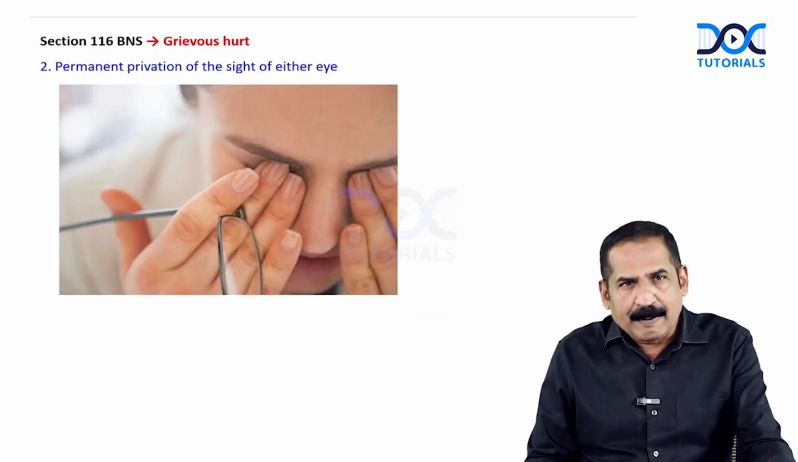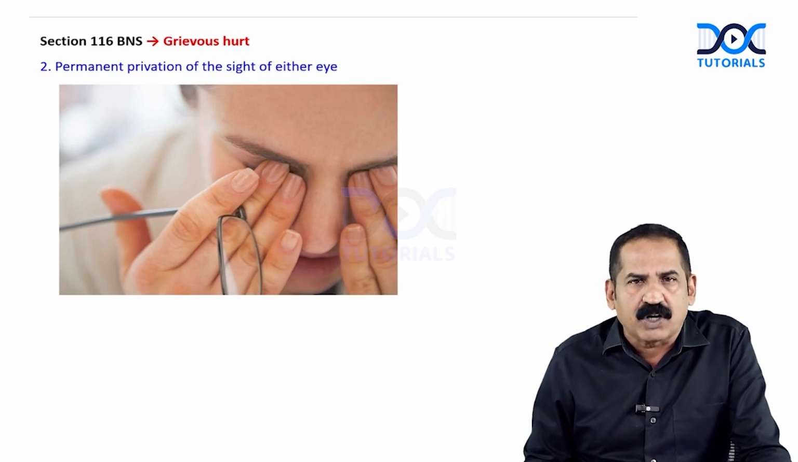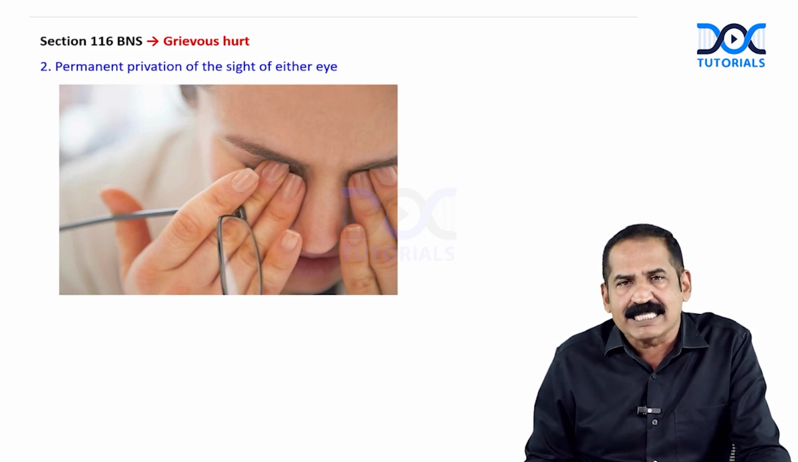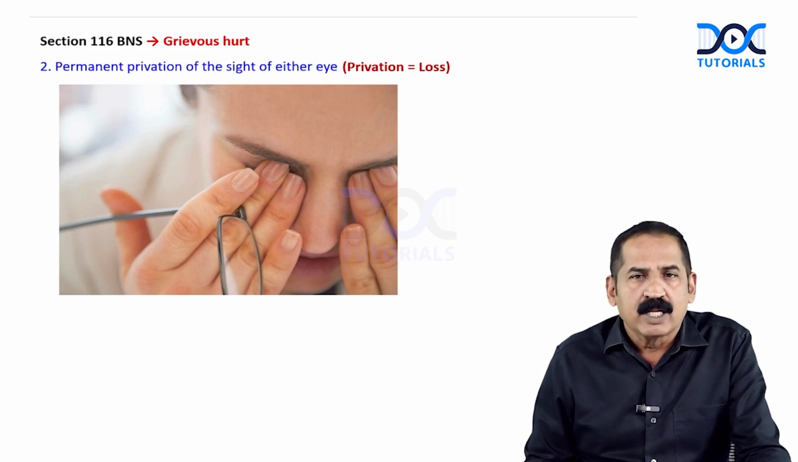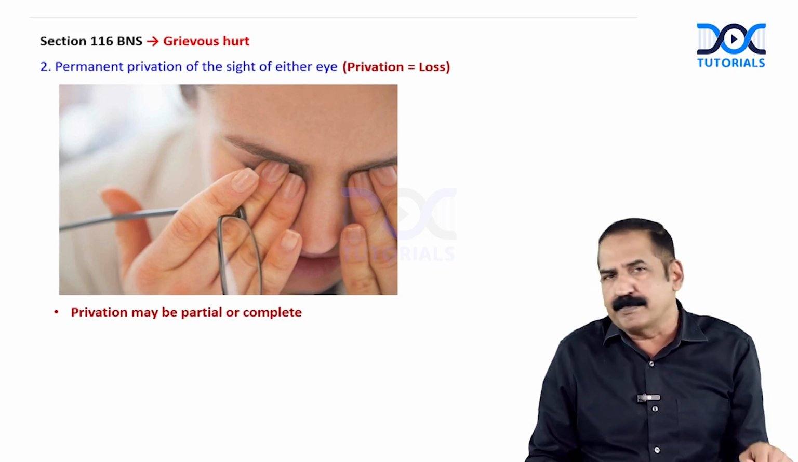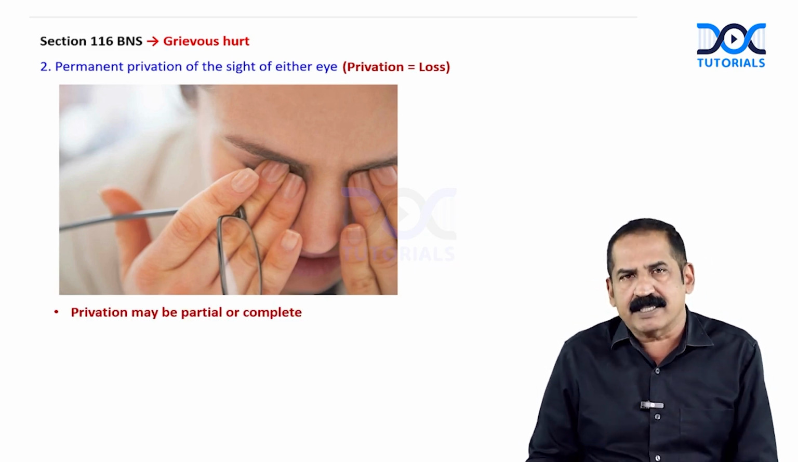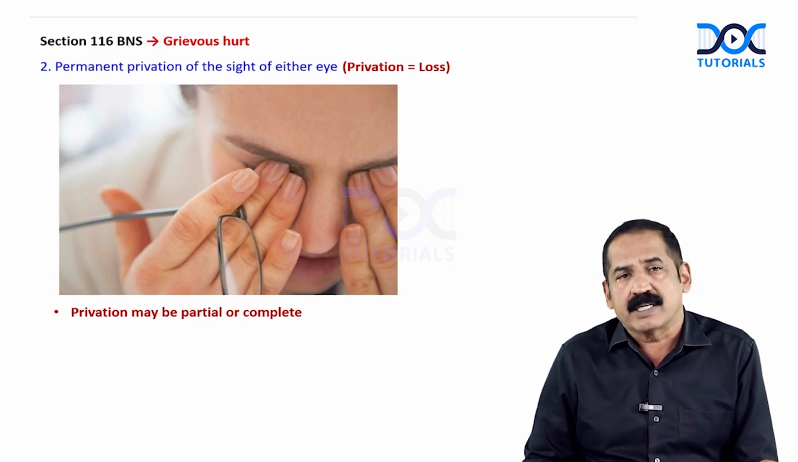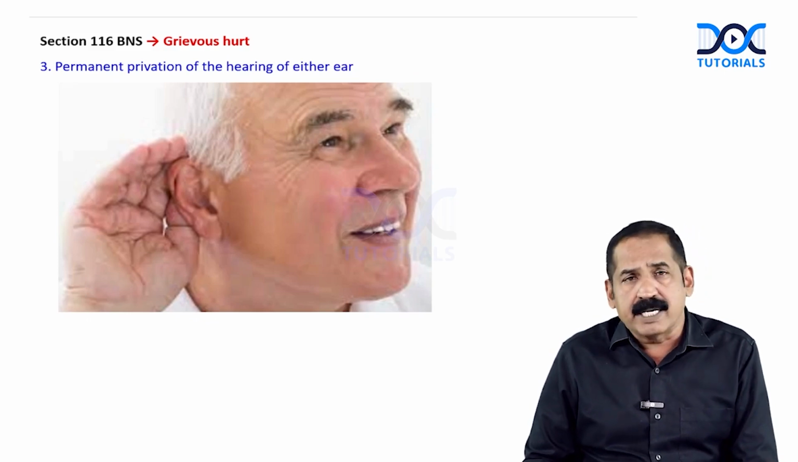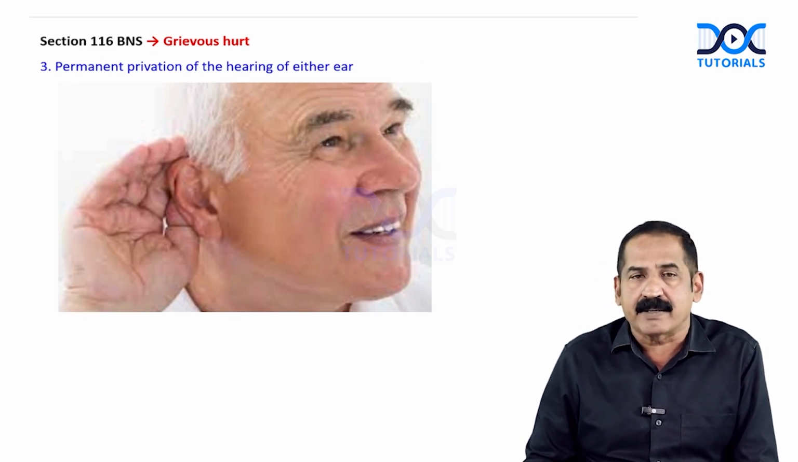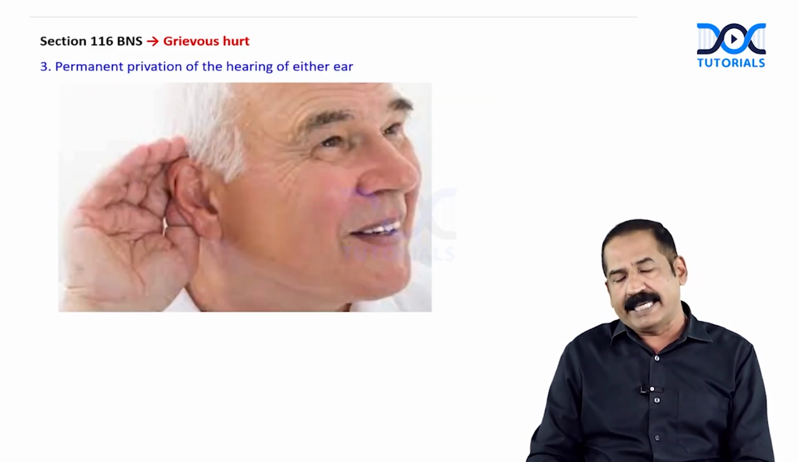Number 2, permanent privation of the sight of either eye. What do you mean by privation? Privation means loss. Remember, the loss should be permanent and it may be partial or complete. Say for example, if a person is suffering from hemianopia, that also comes under grievous hurt. Number 3, permanent privation of the hearing of either ear. Already I told you privation means loss. Again, it should be permanent, but it may be partial or complete.